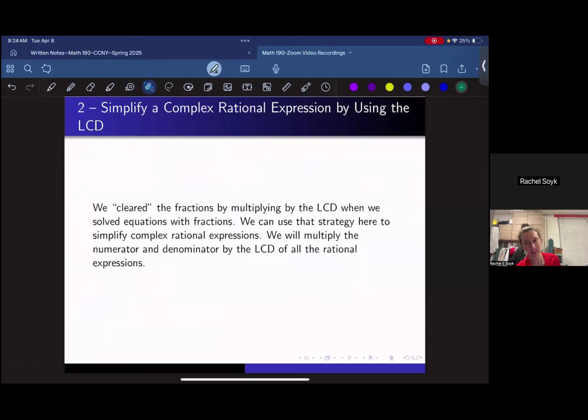We're finally on our second objective, which is our last objective for today. And that's being able to simplify a complex rational expression by using our least common denominator. So we cleared the fractions by multiplying by our LCD when we solved equations with fractions. We can use this same strategy here to simplify complex rational expressions. What we're going to do is we're going to multiply the numerator and denominator by the LCD of all of our rational expressions. So essentially everything that we've done in these past few examples, we're just doing it again. We're just dealing with rational expressions and really honing in on using our knowledge of least common denominator, aka utilizing our cake method strategy if we have to.